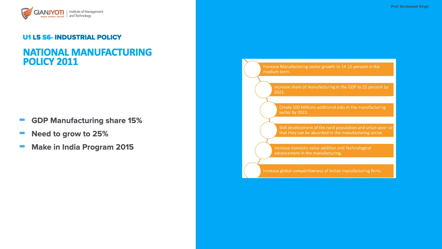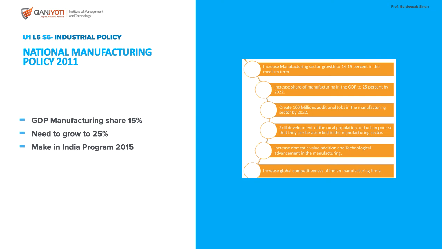So they wanted to increase the manufacturing sector growth to around 15% in the medium term, and then they wanted that to be around 25% by 2022. But now we are at almost 25 to 27. They wanted to create more, because when the base of manufacturing becomes bigger, a lot of jobs are created. So 100 million additional jobs the Indian government is looking at by 2022.